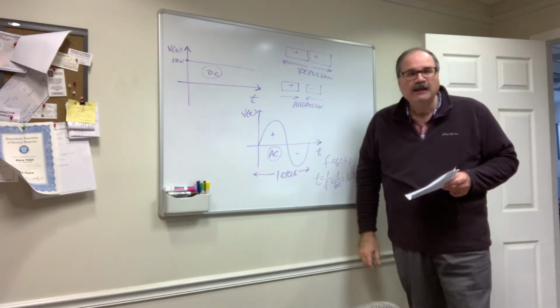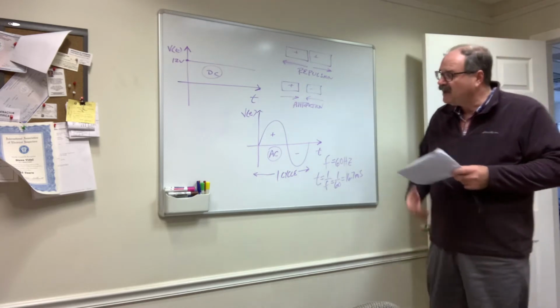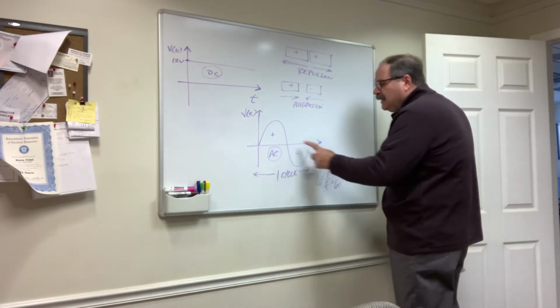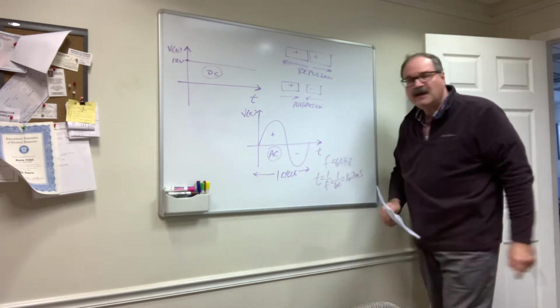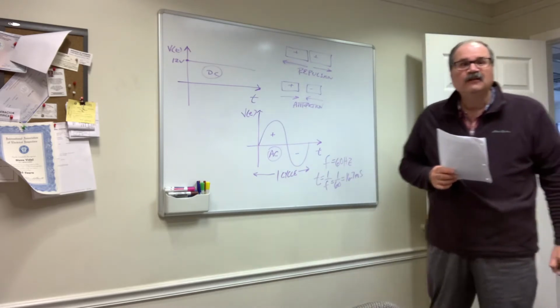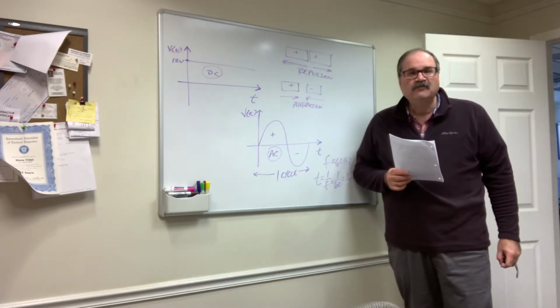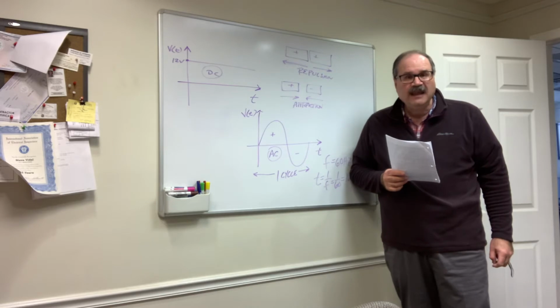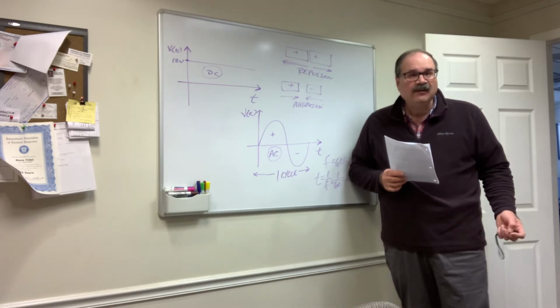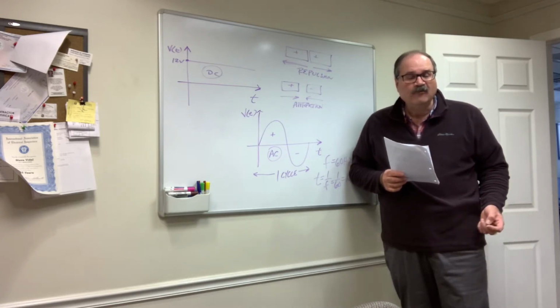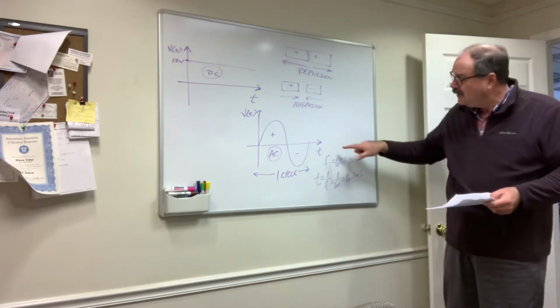Couple things I would like to go over with you for the AC sine wave. From this point to this point, that's referred to as a cycle, and cycles per second is referred to as the frequency of the AC sine wave. In the United States, the frequency of the sine wave is 60 hertz.